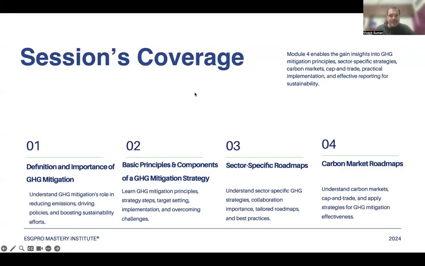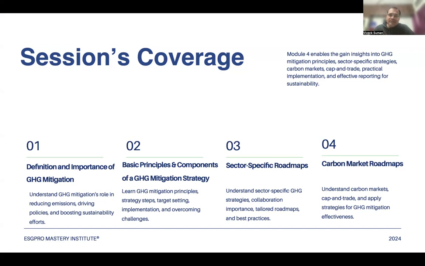So that's what today's session is all about. We have four specific outcome goals here. You will gain insight into different GHG mitigation principles which you should be using going forward. Then there are sector-specific strategies, which we will be learning.